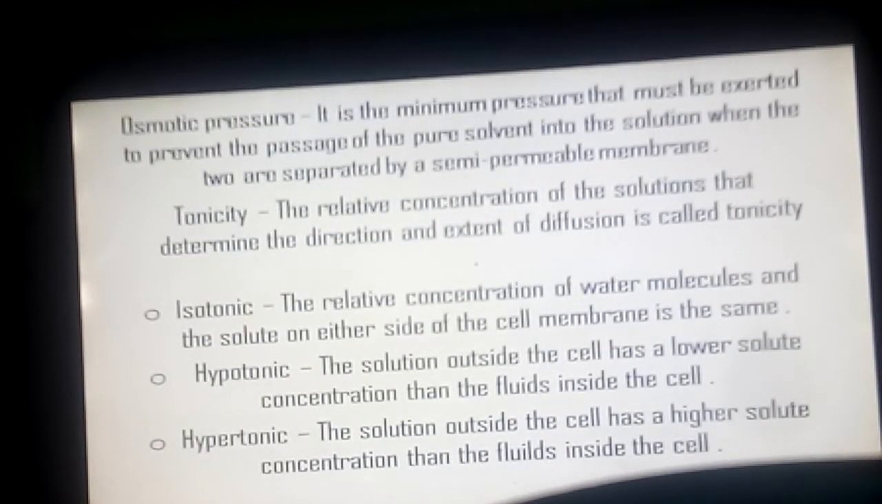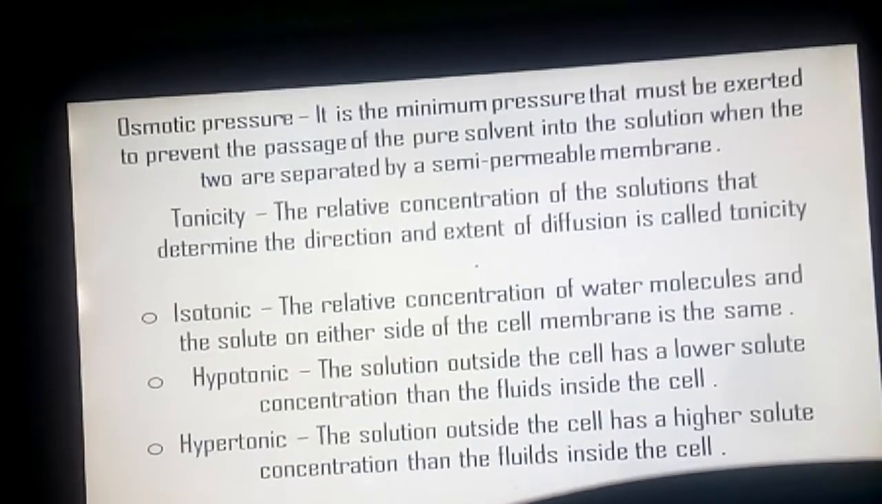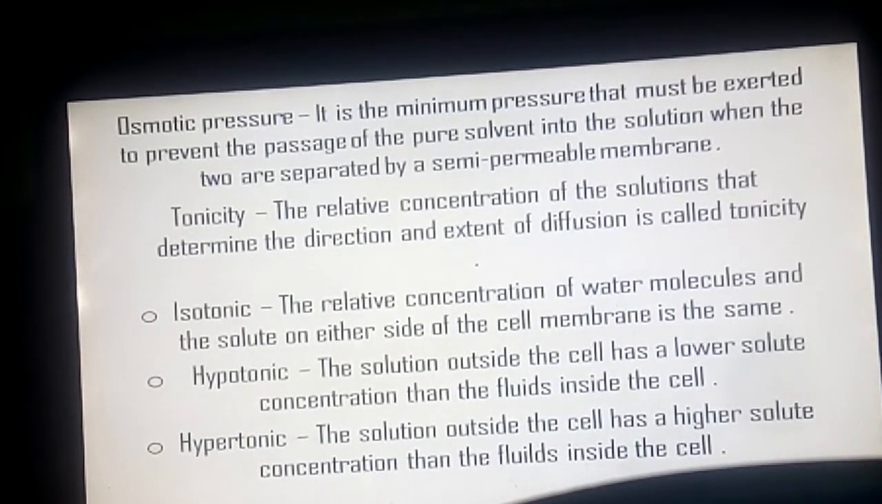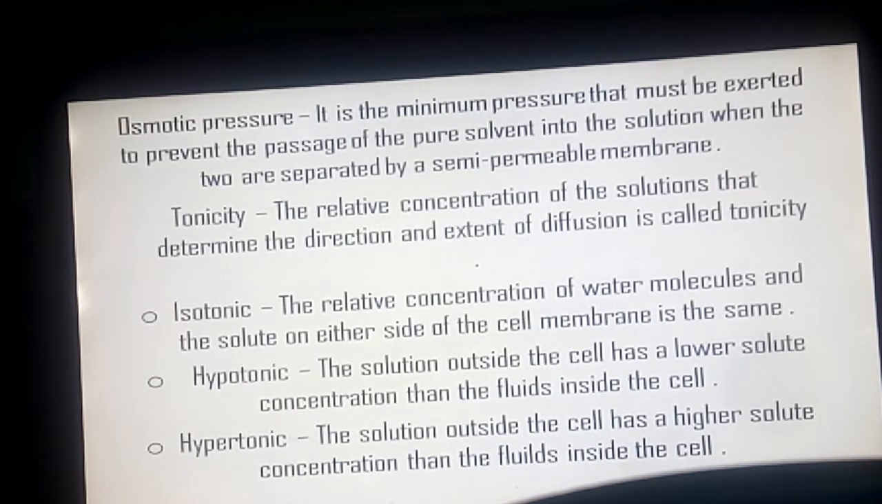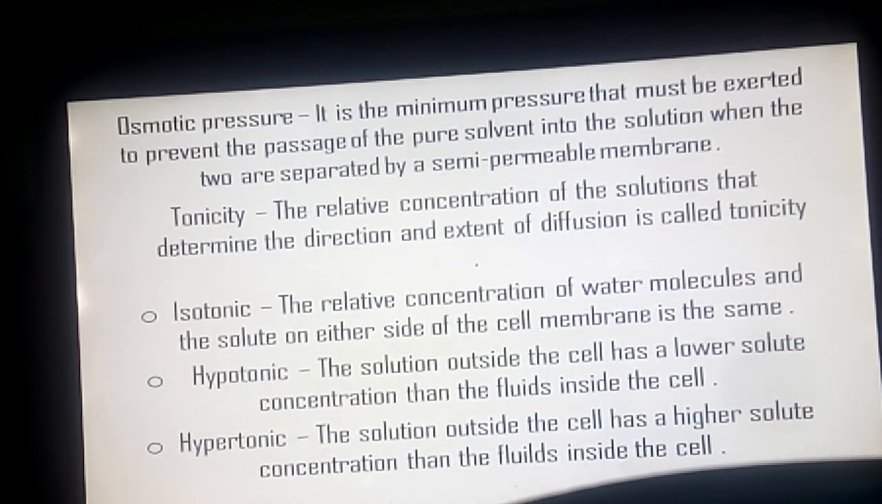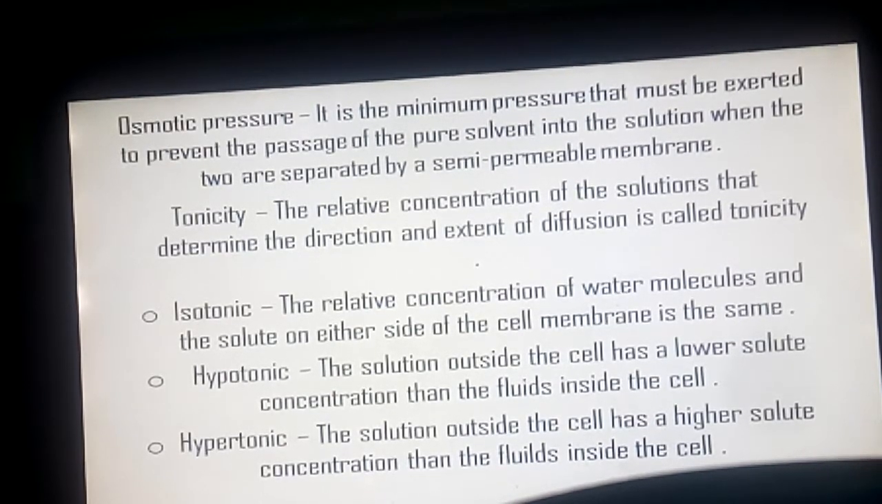Now osmotic pressure is the minimum pressure that must be exerted to prevent the passage of the pure solvent into solution when the two are separated by a semi-permeable membrane. Or very simply, it is a measure of a solution's tendency to take in water by osmosis. Now tonicity: the relative concentration of the solution that determines the direction and extent of the diffusion is called tonicity. Based on it, the solution can be of three types. First isotonic, second hypotonic, and the third one hypertonic.